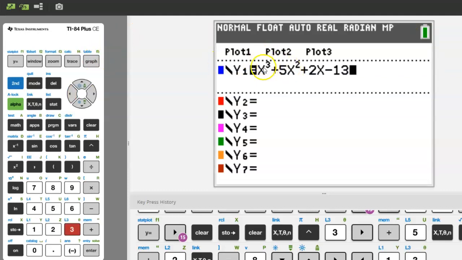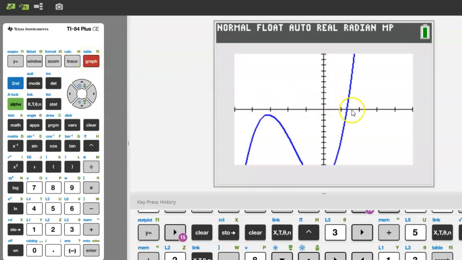So again, the degree is 3, so there's a total of 3 zeros here. But there's only one x-intercept. So that means the other 2 zeros, since they don't touch the x-axis, are going to be non-real solutions. Well, how do we figure that out? That's going to be the purpose of the rest of our video here.